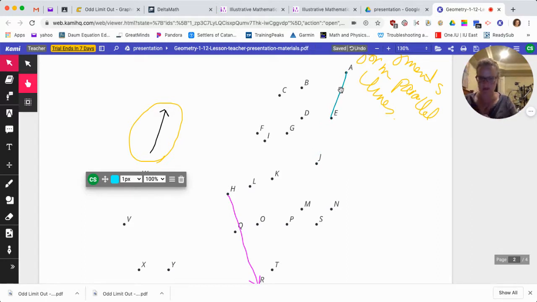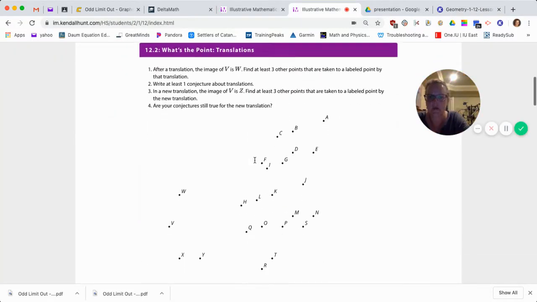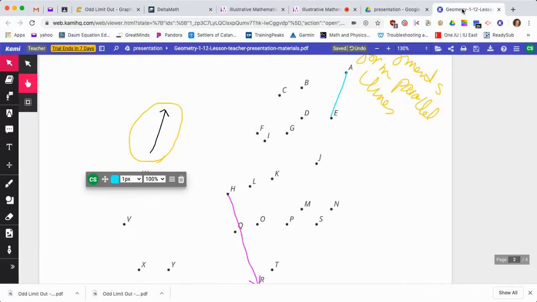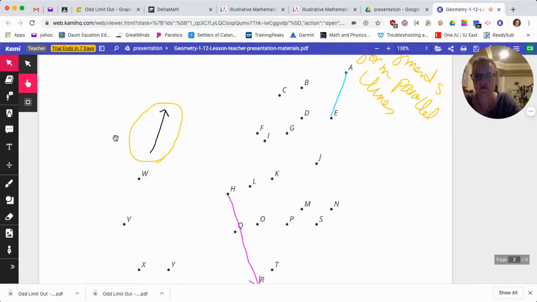There was just one more thing I wanted to tell you about in this section. After translation, the image V is W. Find at least 3 other points that are taken to a labeled point by that translation. I'm not sure if we can do that here. Nope. If we were in GeoGebra, I would draw a circle from V to W, and I would take that center V and drag it everywhere to see if it were the same length, because that could be considered a radius. So that's pretty cool there.